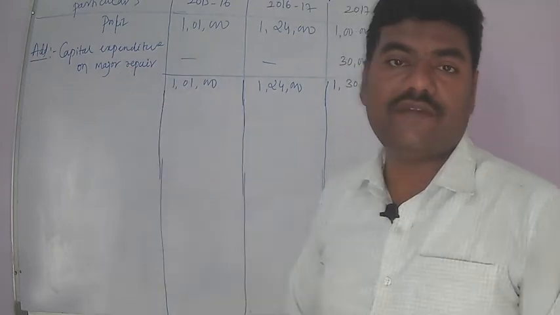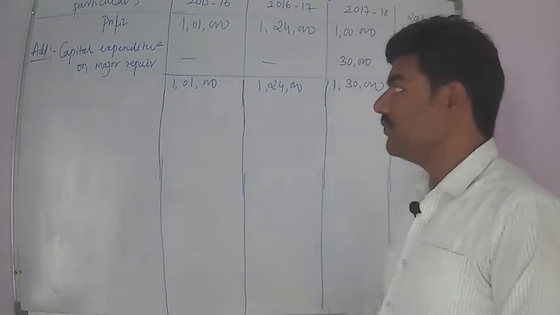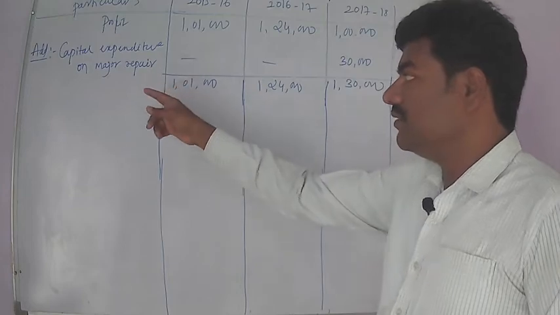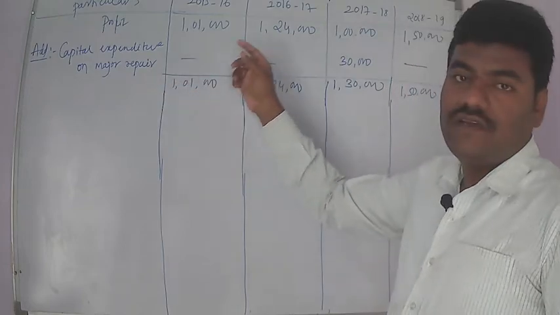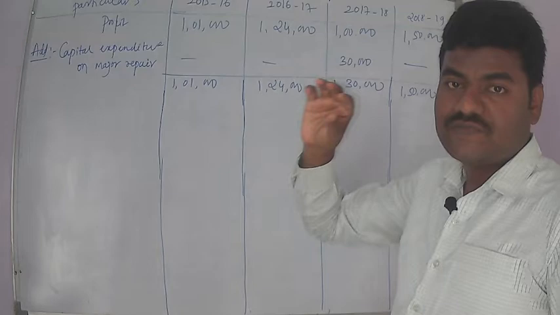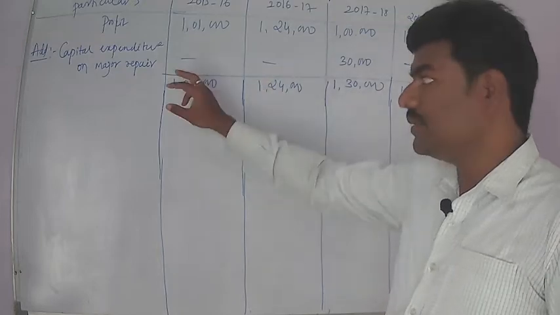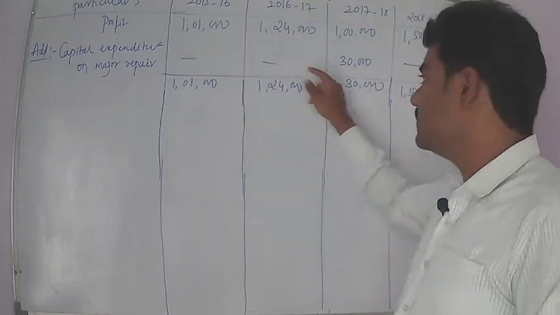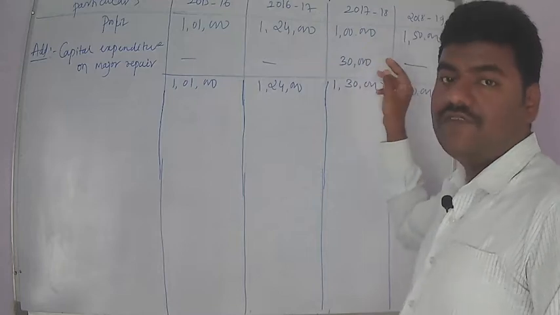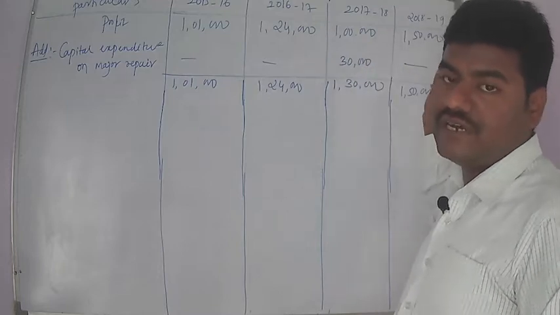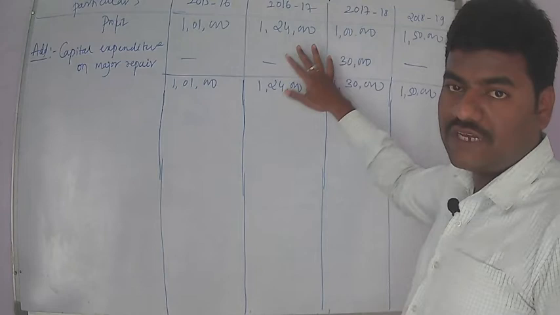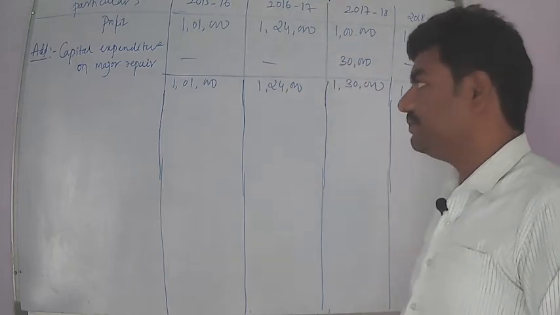I have discussed it in my last class. Please go through that. So capital expenditure on major repair is wrongly treated as revenue expenditure. It has to be added back to the net profit. For which year? 30,000. In which year did we purchase the asset? It is 2018-19. So obviously it has to be added to the previous year, 30,000.